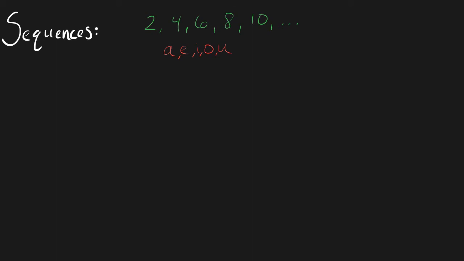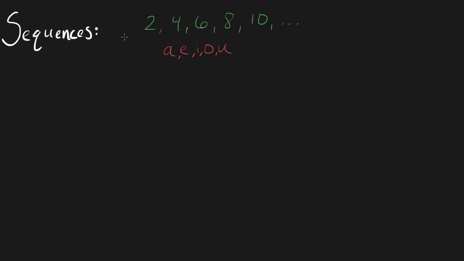In this video, we are going to talk about sequences. Sequences are ordered lists of things. They could be numbers, they could be letters. In green here, I have the even numbers, 2, 4, 6, 8, 10, and so on. This is a sequence of positive numbers. And here I have in red the vowels of the alphabet, A, E, I, O, and U.